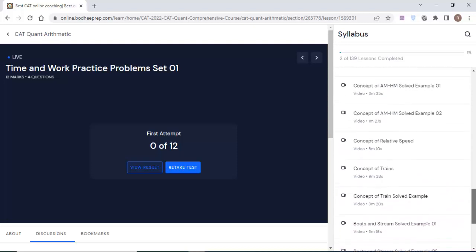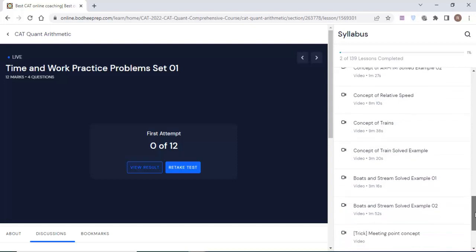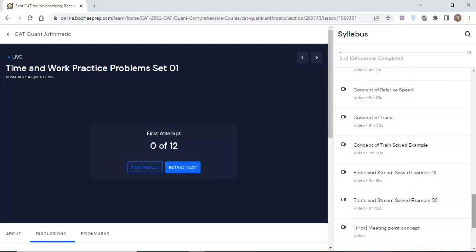Again, you'll find the concept of relative speed, the concept of trains, then boats and stream. Even the concept of escalator is given, which is nothing but one type of question based on boats and stream. Although the topic of escalator is not written here, it is considered in boats and stream; the same logic is used. So I have taken the questions based on escalator within boats and stream only, right?